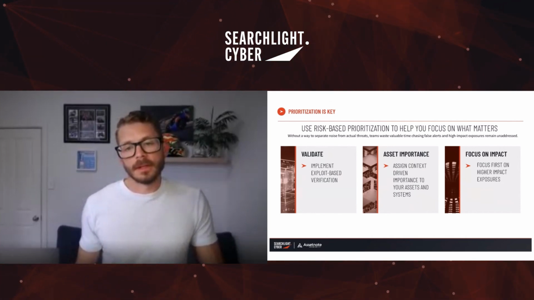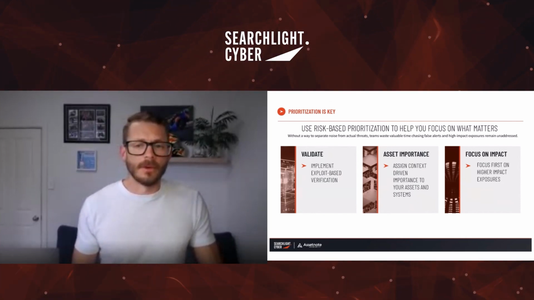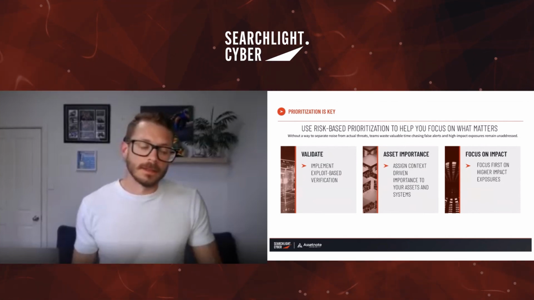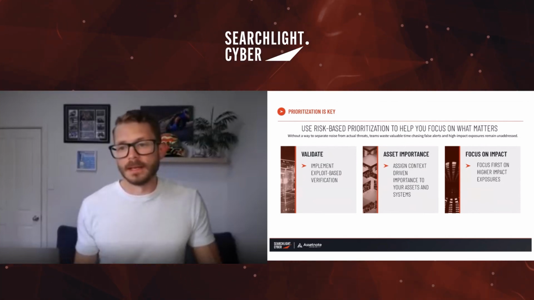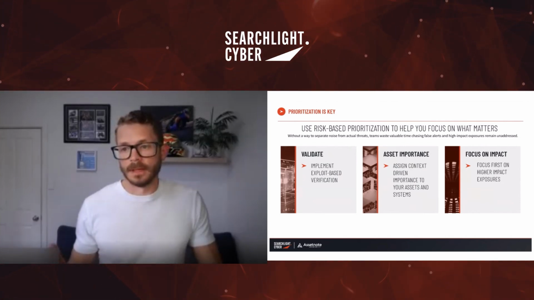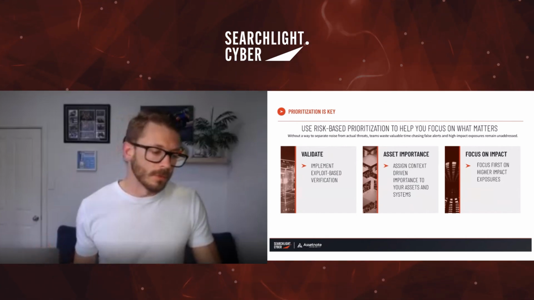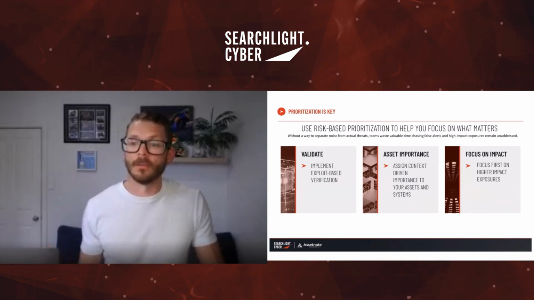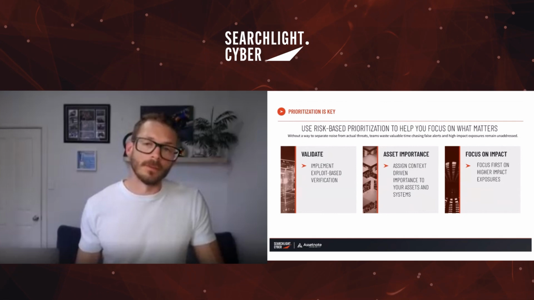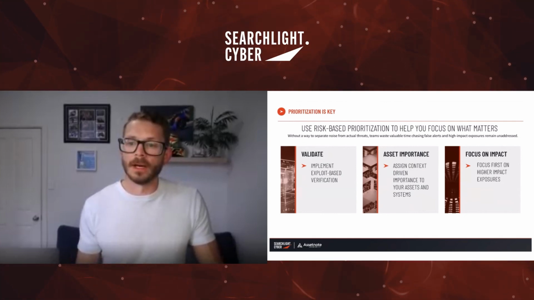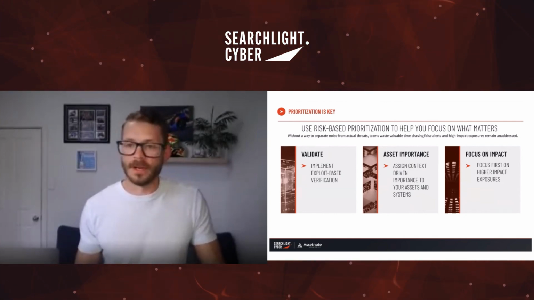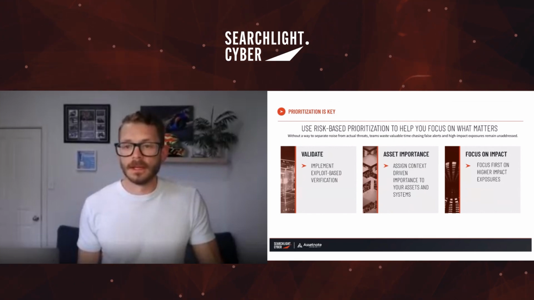And then the last part to this is to focus on impact. So, I understand security teams are often just overloaded with so many different things that they need to try and work on, right? And sometimes the default can be, let's just work through this in order of what was discovered, or let's look at the risk register and start working through these things.